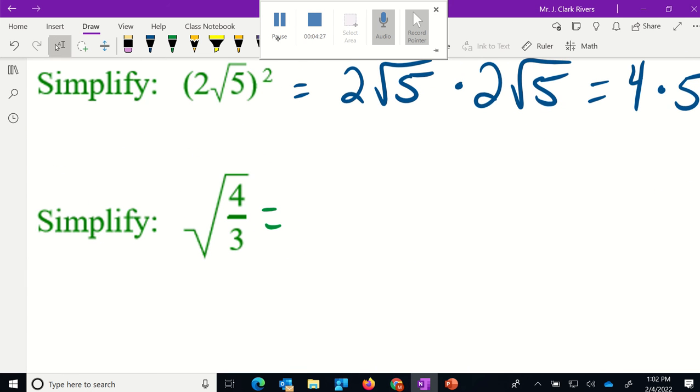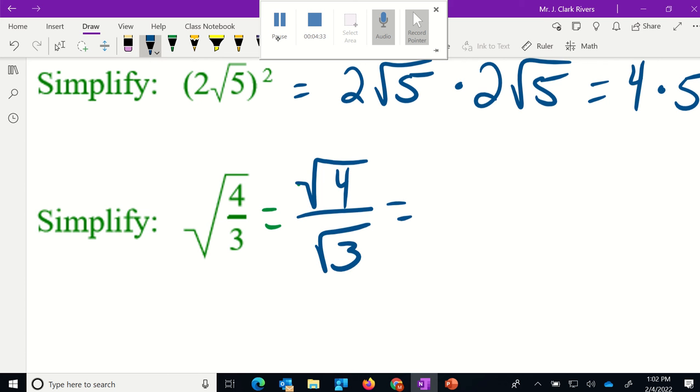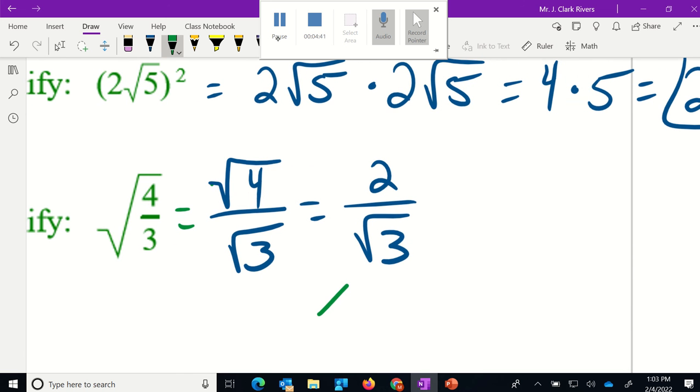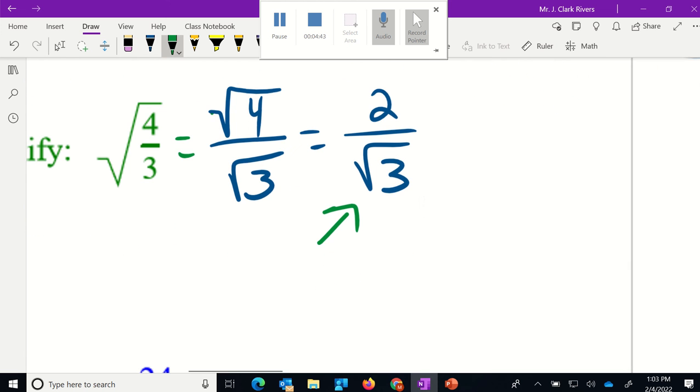So if you think about the previous problem that was similar to this, it's going to be the square root of 4 over the square root of 3. And so you probably said 2 over root 3. And you're part of the way right, but you're not all the way right. The problem is the square root of 3 is an irrational number, right? That's an irrational number. And in mathematics, we don't like to divide by an irrational number.